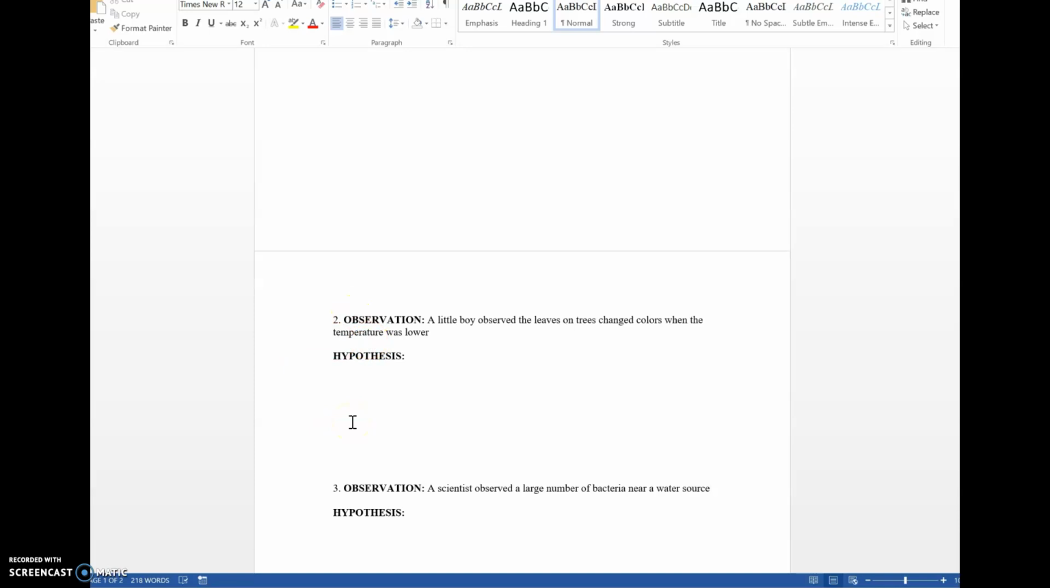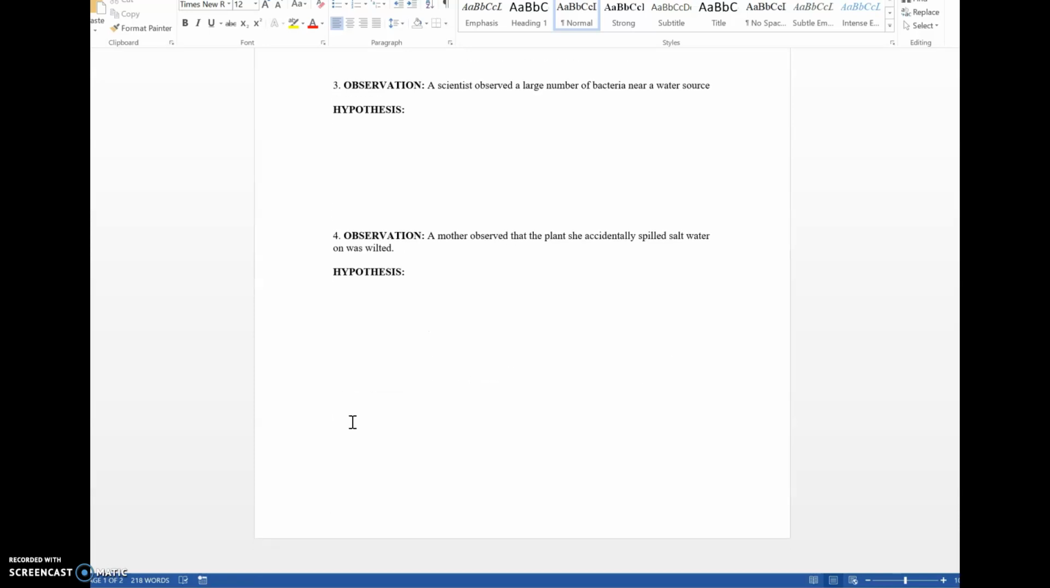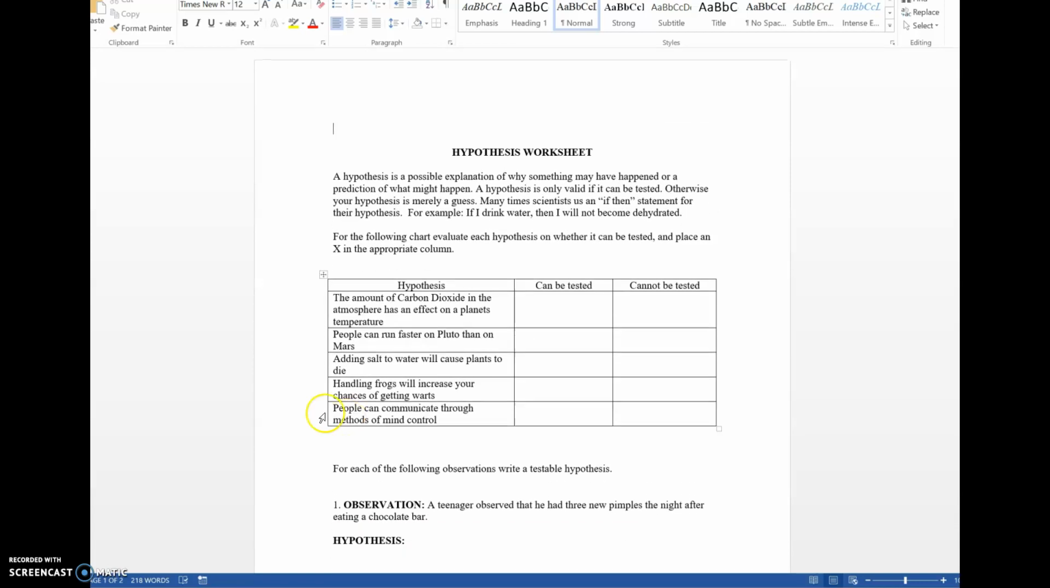A little boy observed the leaves on the trees change colors when the temperature was lower. Hint, hint, you did this in the last worksheet. So your if-then statement is, if temperatures are lower, then the leaves will change colors. So that's the hypothesis that you would make, your educated guess, and then you can test that. So I'll let you do number 3 and 4, and you'll fill in that worksheet. So this video, I hope it helped you through steps 2 and 3 of the assignment that's due this week.